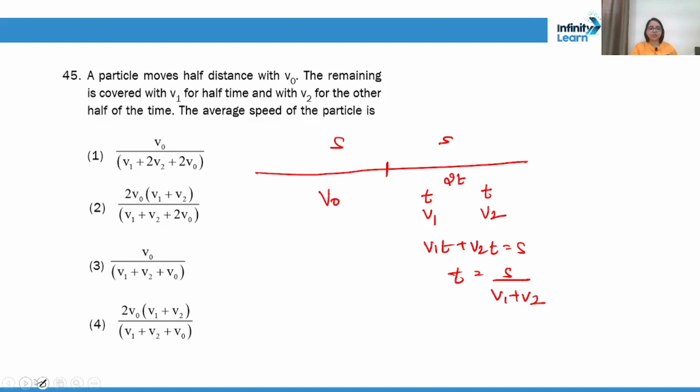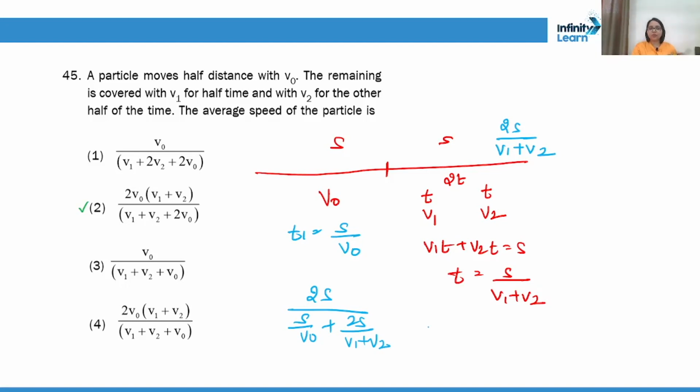So time taken in completing the second half is 2t, so it is 2s upon V1 plus V2, and time taken in the first half will be s upon V naught. So average speed of the particle is equal to total distance upon total time, which is t1 plus 2t. So it is s upon V naught plus 2s upon V1 plus V2, and it will be option 2, 2V naught into V1 plus V2 divided by V1 plus V2 plus 2V naught.